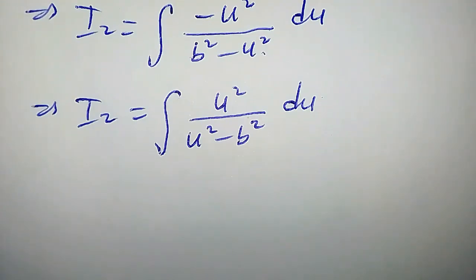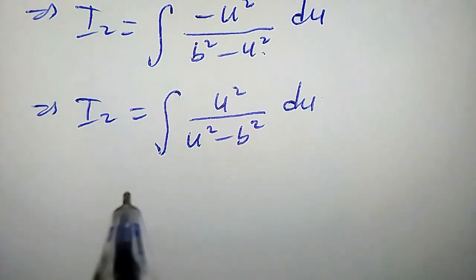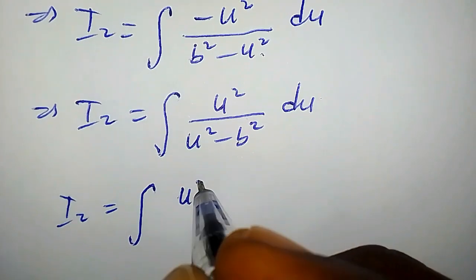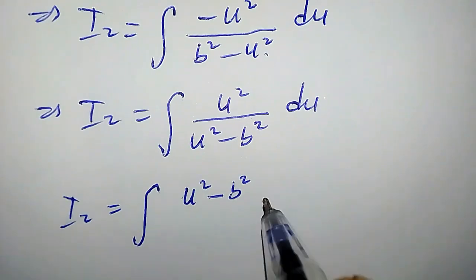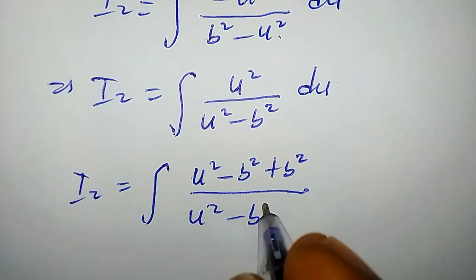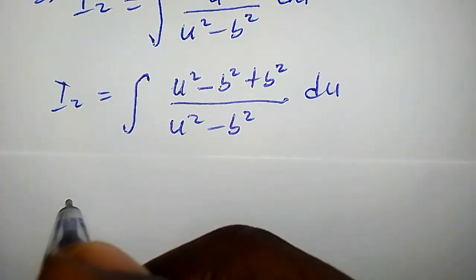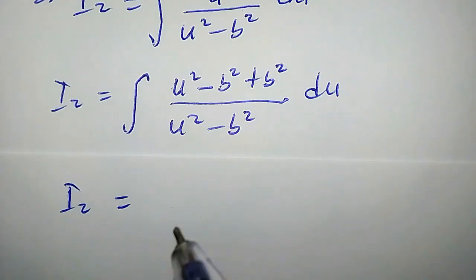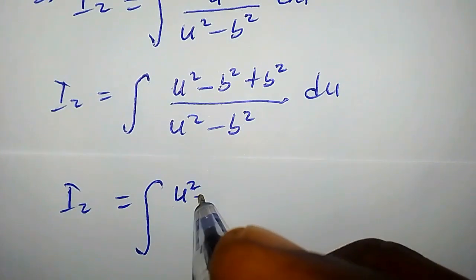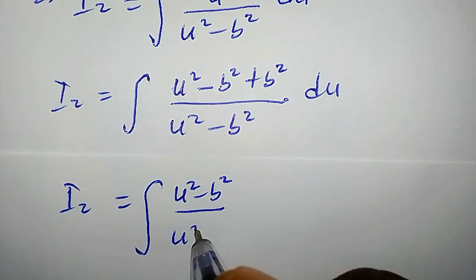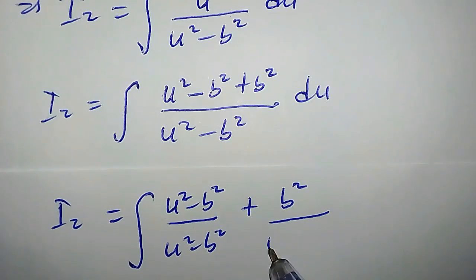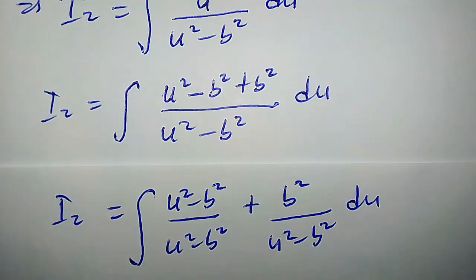To make it easier, we can add and subtract b squared to this numerator. So that will be I2 equal to the integral of u squared minus b squared plus b squared divided by u squared minus b squared du. Let's proceed further. I2 is equal to the integral of this whole guy, which could be written as u squared minus b squared over u squared minus b squared plus b squared over u squared minus b squared du.